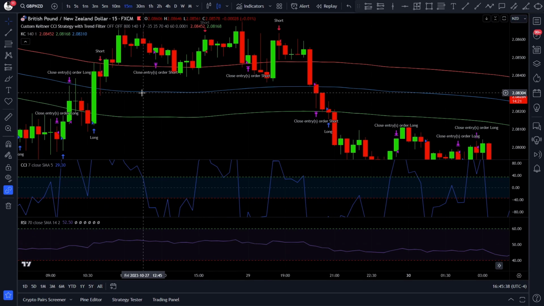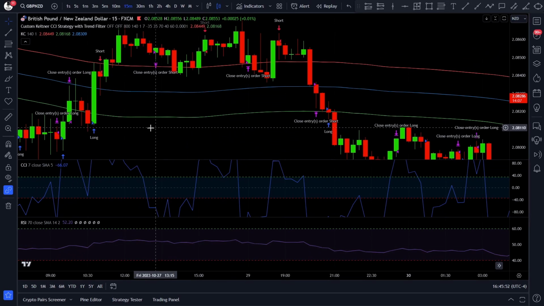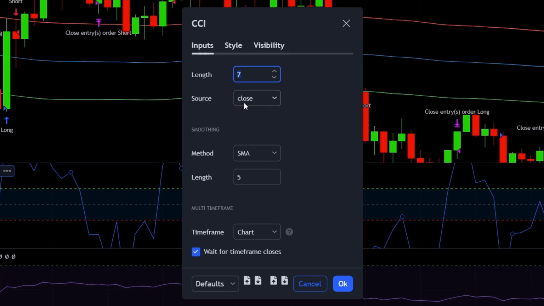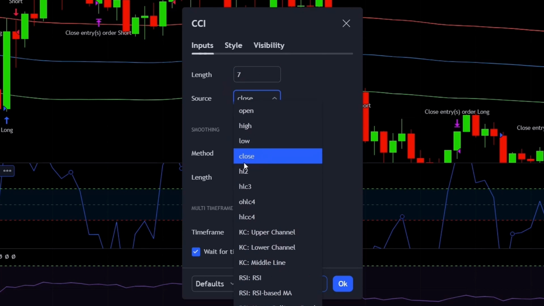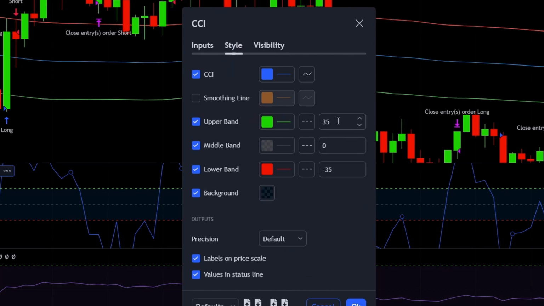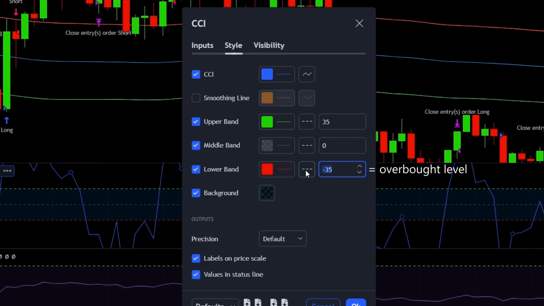Now let's go over the settings, as we will need to modify a few. Let's start off with the Keltner channel. For the Keltner channel, set its length to 140 and set its multiplier to 1. Moving on to the CCI, set its length to 7, its source to close. Then switch to the Styles tab, set the upper band value to 35 and change its color to green. Then set the lower band value to -35 and change its color to red.